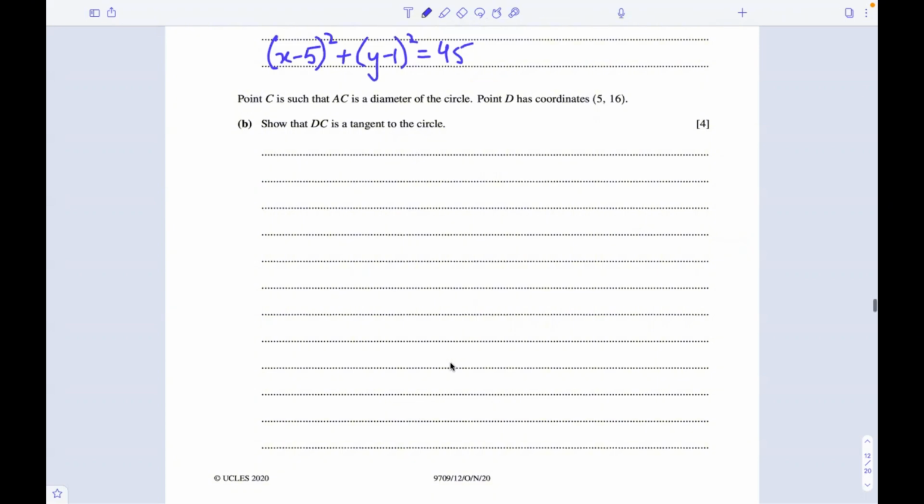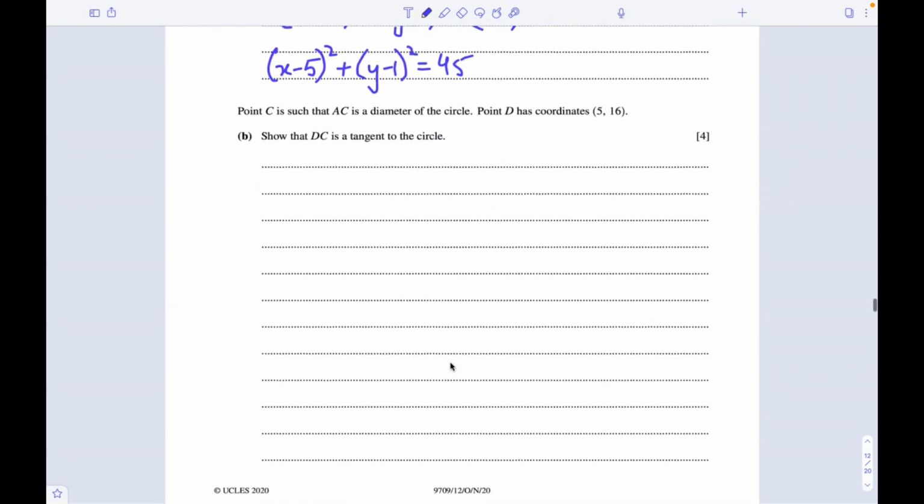In the next part, we have a point C such that AC is the diameter of the circle. Point D has coordinates (5, 16). We have to show that DC is a tangent to the circle. To show that anything is a tangent, what we first have to understand is that if we have a circle and we make a radius or a diameter, the tangent always makes a right angle with the radius or the diameter. We also know that this point is B, which is the midpoint. So let's say this was A and this is C, B would be the midpoint.